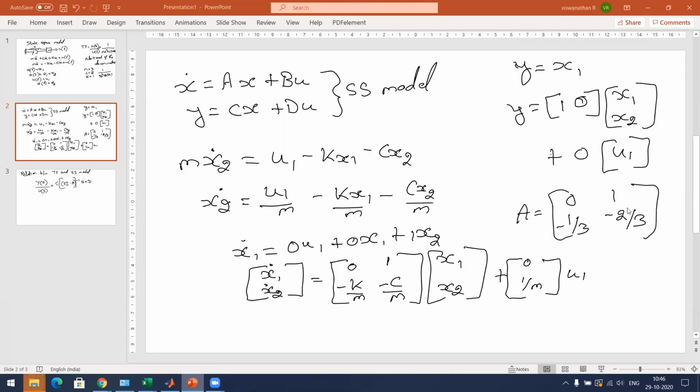We have calculated this A matrix, 0, 1, minus 1 by 3, minus 2 by 3, from the values of m equal to 3, c equal to 2 and k equal to 1. Now what we'll do is find the eigenvalues of the A matrix.